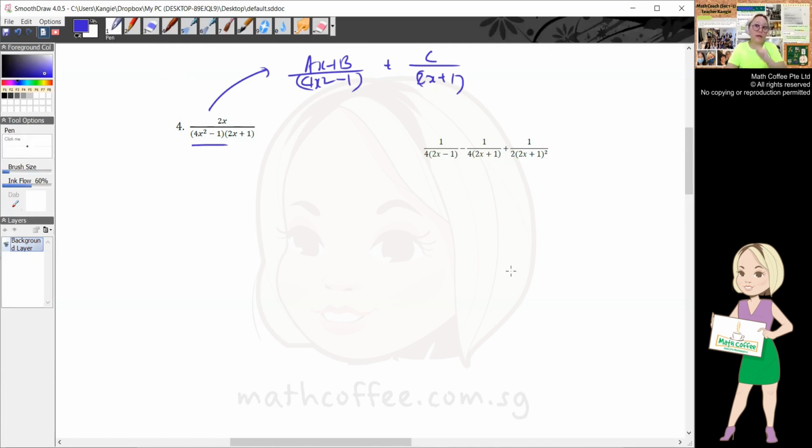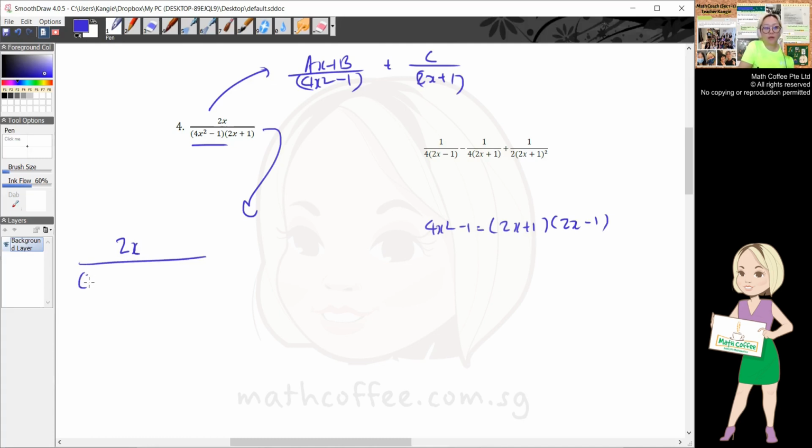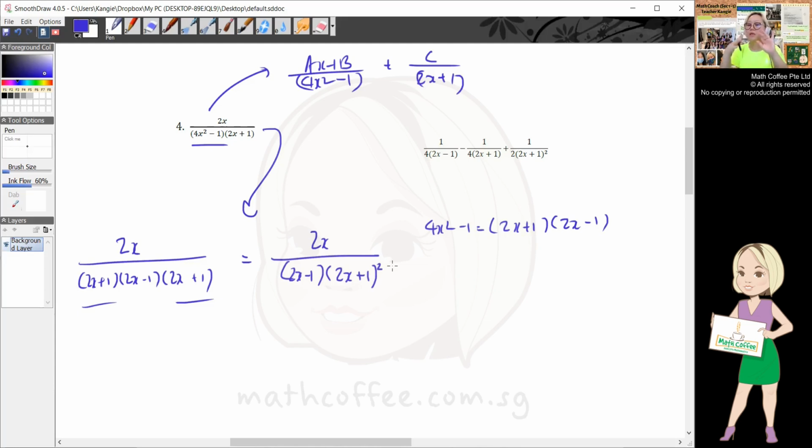But the actual one, you will be surprised to see. First, my 4x squared minus 1, I can factorize to become 2x plus 1 and 2x minus 1. Factorize it, it becomes this way. So if I rewrite, it's supposed to be 2x over 2x plus 1, 2x minus 1, and there's a 2x plus 1 here. Do you notice there's 2x plus 1? So actually this one becomes 2x over 2x minus 1, but I have a repeated 2x plus 1. So in this question, I end up applying case 1 and case 2, not case 1 and case 3.